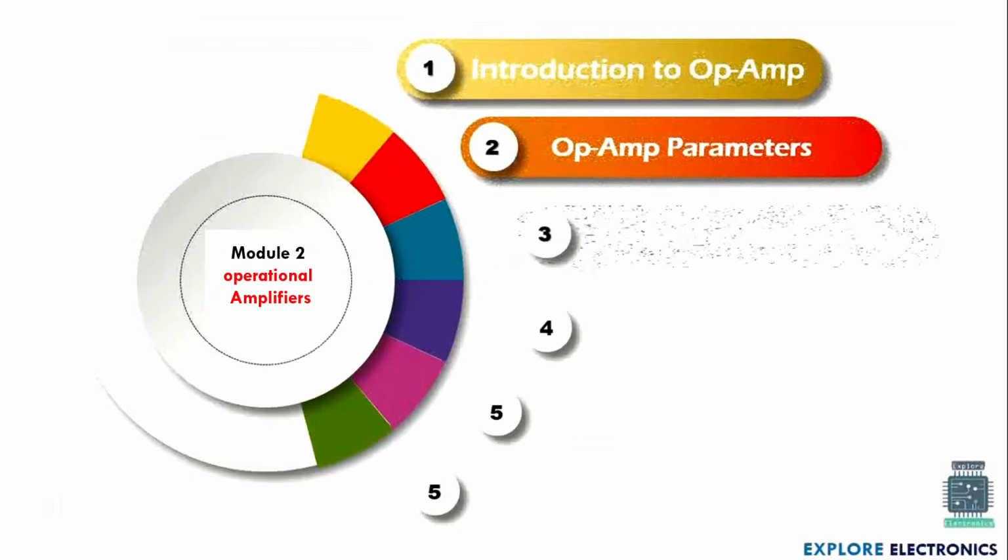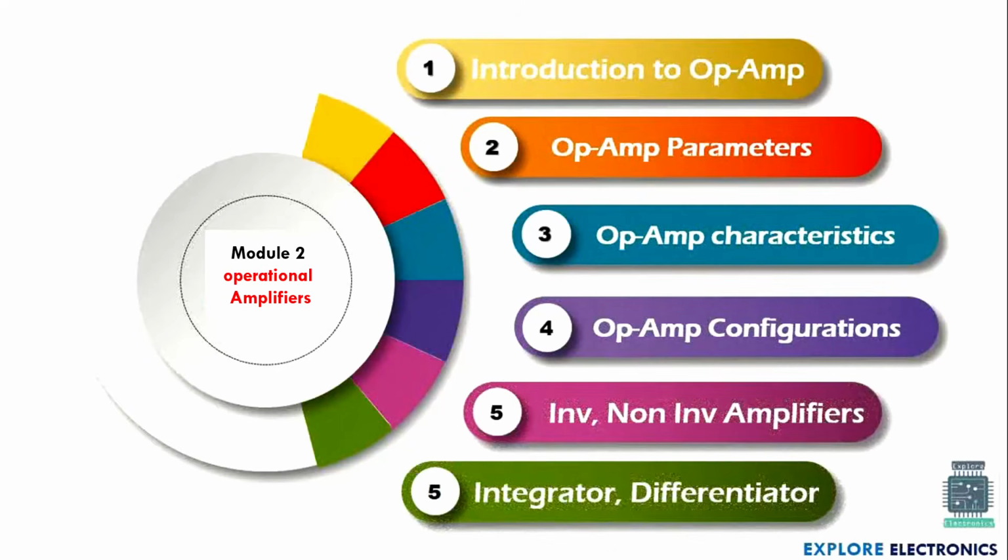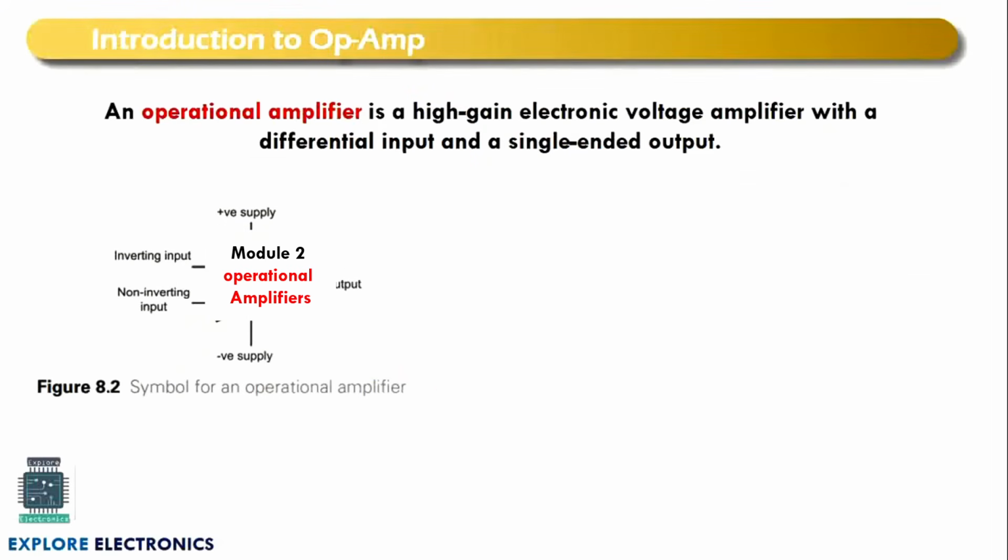In this video I am going to explain about op amp parameters, op amp characteristics, op amp configurations, different circuits using op amp like inverting amplifier, non-inverting amplifier, integrator, differentiator, voltage follower, like that. First we need to understand what is an op amp. Op amp is an operational amplifier. It gives high gain with a differential input and single-ended output.